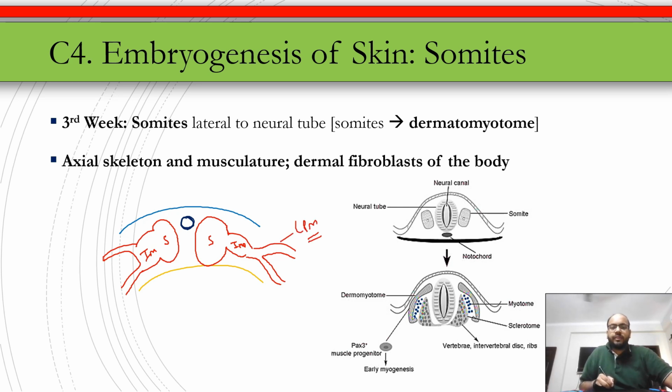Clear? Now this somite, which is lateral to the neural tube, will form the axial skeleton and musculature along with dermal fibroblast of the body. These somites are also known as dermatomyotome. Dermatomyotome, why? Because they give rise to skin, dermis, and muscles. Okay, so that is why it is known as dermatomyotome. So this somite is the development of dermis of the body. Okay, dermal fibroblast of the body. Okay, let's move forward.